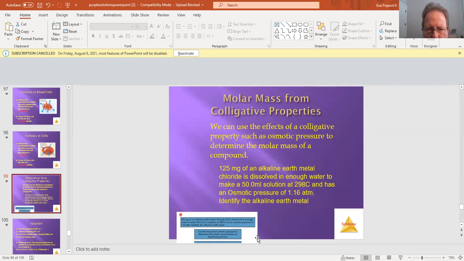I have 125 milligrams of an alkaline earth chloride. It's dissolved in enough water to make 50 milliliters of solution at 298 Celsius. It has an osmotic pressure of 1.16 atmospheres. Identify the alkaline earth metal.